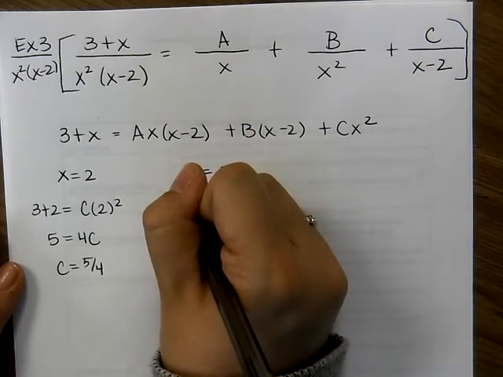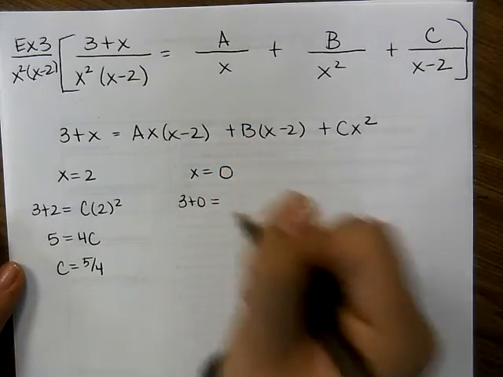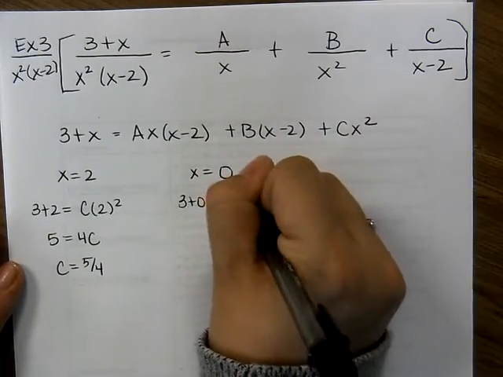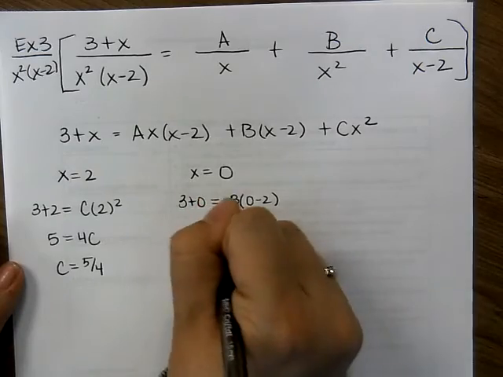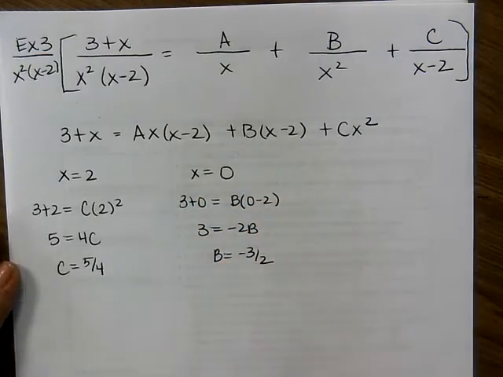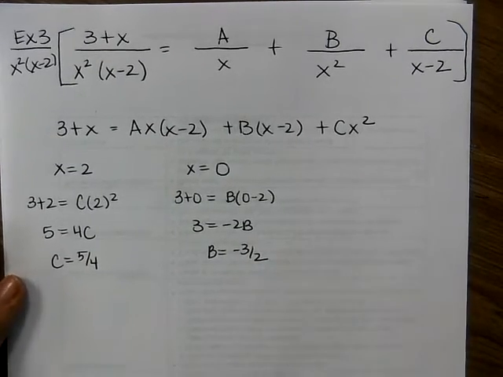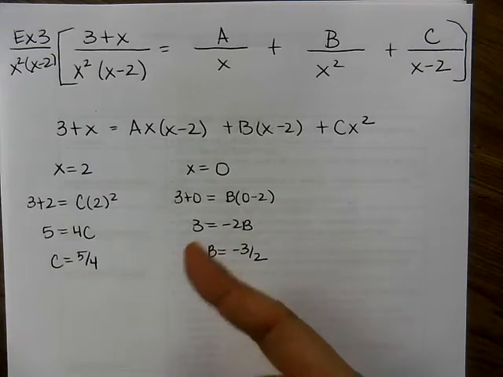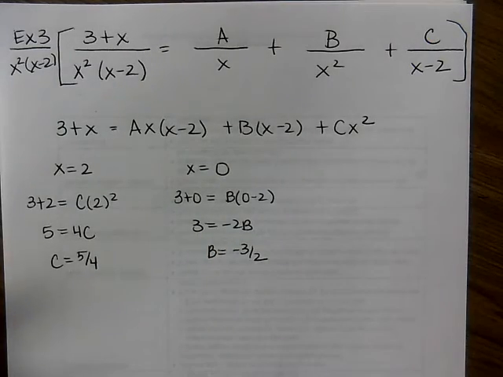Okay, what did you choose next? 0. So when I do that, I have 3 plus 0 equals, the A cancels, the C cancels, and I have B times 0 minus 2. So 3 equals negative 2B, so therefore B equals negative 3 halves. Now, what did you do to find A? So you have to plug B and C in, and then you also have to choose some random value for x, right? Did you guys choose 1?